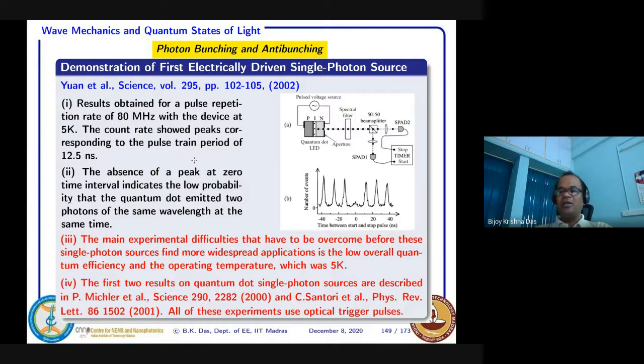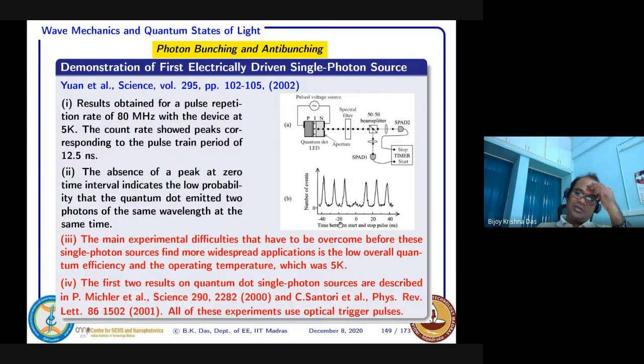80 megahertz means you could expect one pulse every 12.5 nanoseconds. 1 over 80 megahertz gives 12.5 nanoseconds. The absence of a peak at zero time interval indicates low multi-photon probability. You see these are the number counts using the HBT setup. They used a special type of detector called a single photon avalanche detector on both sides, with a correlator and timer start.